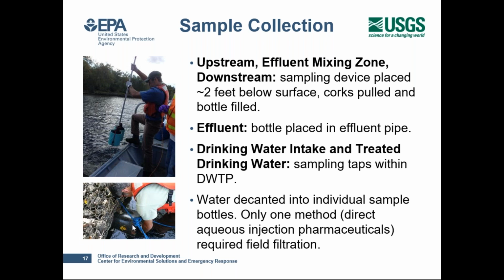For the effluent, you can see this is the pipe coming right out here from the wastewater treatment plant. So we're able to stick the bottle right in the pipe and get the sample that way. At the drinking water treatment plant, they had sampling taps both for the source water and the treated drinking water, so that made it very, very easy. And then only one method used field filtration. Everything else was a whole water sample sent to the laboratory.